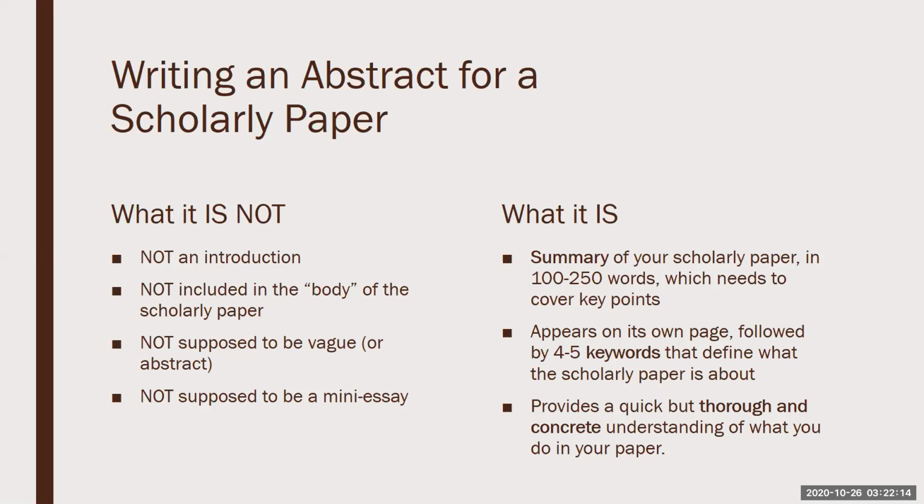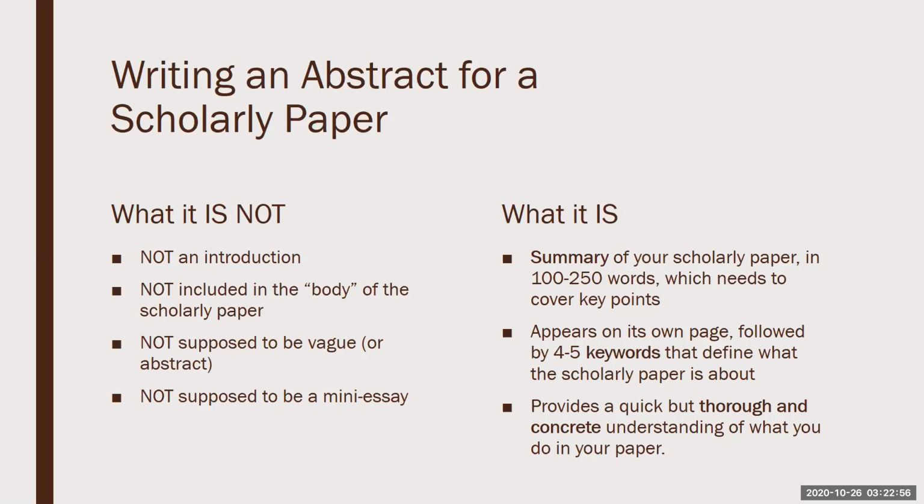So there are some guidelines here for you. First of all, you should try to think about your abstract as a summary. That's probably going to be very helpful. Just as in a summary, you have to go over everything that is supposed to be in your main paper. You similarly have to do the same thing for your abstract. You should keep it within 100 to 250 words, and it should cover the main points of your paper. It should appear on its own page at the start of your paper, and it should be followed by about 4 to 5 keywords that really define what the scholarly paper is going to be about.